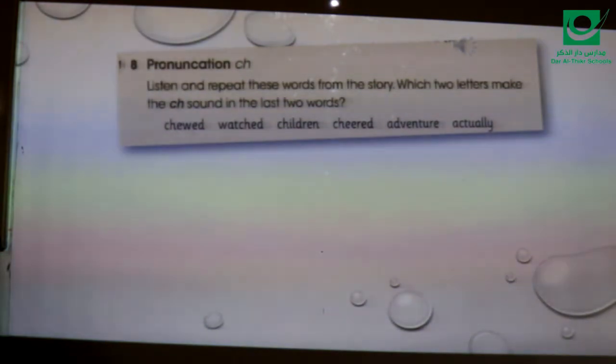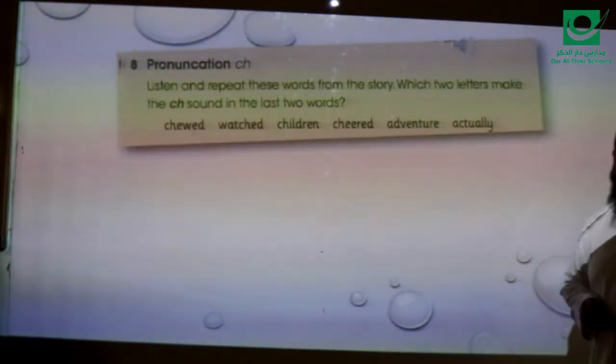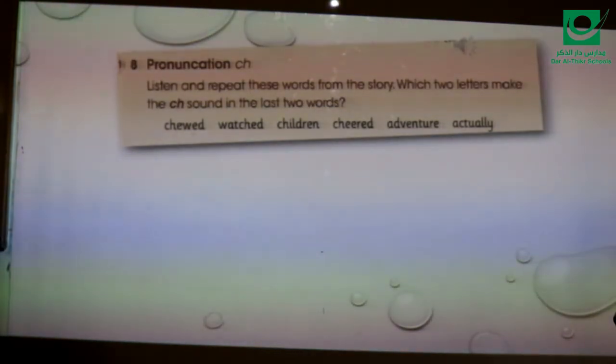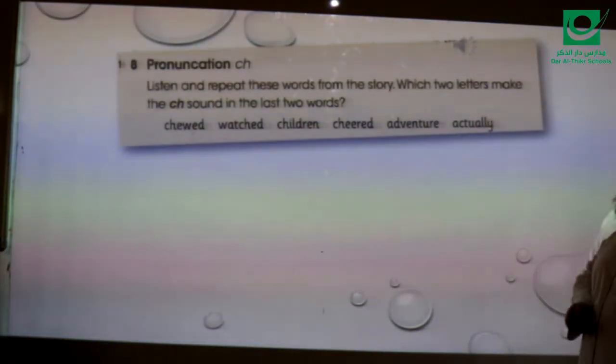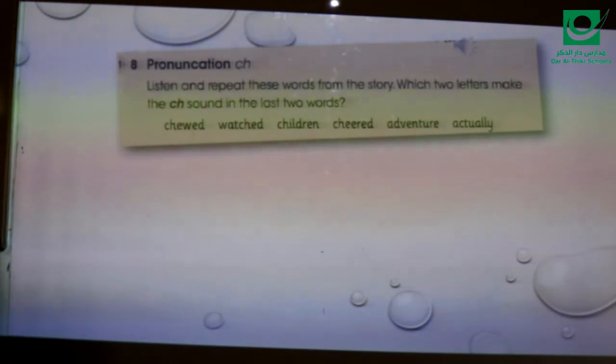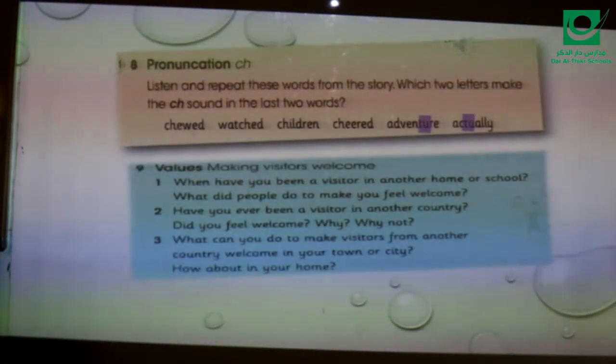Okay? Now students, if I move to number 8 about pronunciation, the two letters CH in English make the sound ch. Listen and repeat these words from the story. In the last two words, which two letters make the sound ch? Listen please. Chewed, watched, children, cheered, adventure, action. Yes, actually, TU in the two words makes the sound ch.